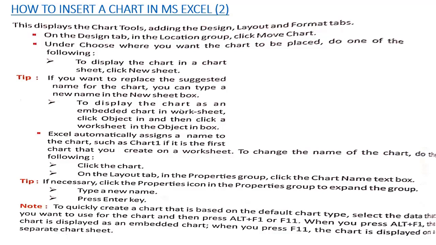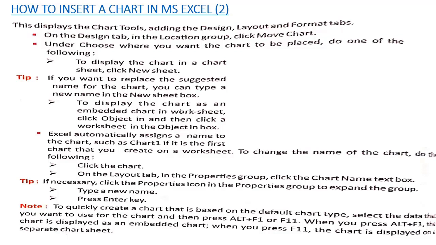Then click the chart. On the Layout tab, in the Properties group, click the Chart Name text box. Type a new name and press the Enter key. And a tip you have to remember: if you want to replace the suggested name for the chart, you can type a new name in the New sheet box. Excel automatically assigns a name such as Chart1. You can rename it also. This is all about how to insert a chart in MS Excel.